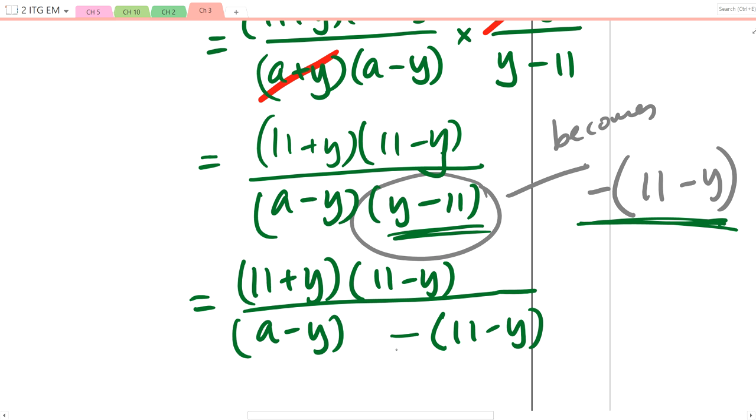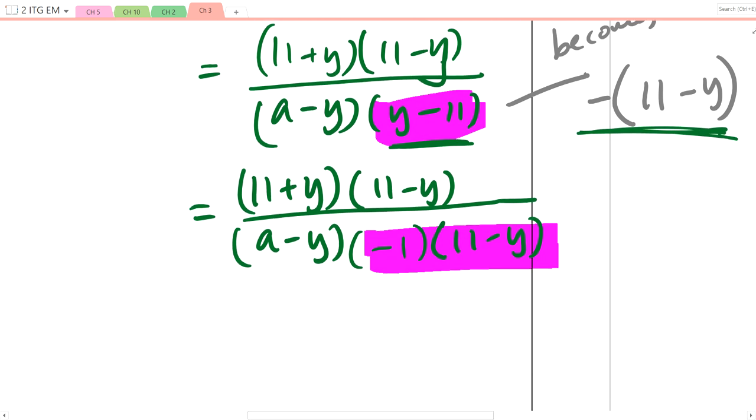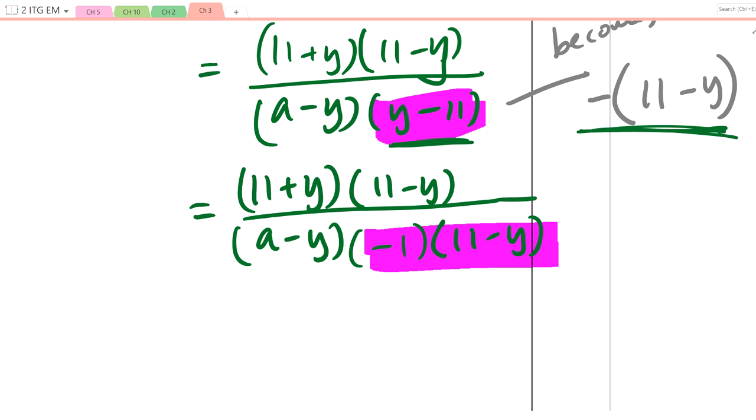Because if you put a minus like this, minus 11 minus y, you are telling me that take this minus this. But that's not what you're trying to say. You are trying to tell me that this y minus 11 can be changed to become negative 1 multiplied by 11 minus y. Okay? Know the difference. So now with this, I can cancel again.